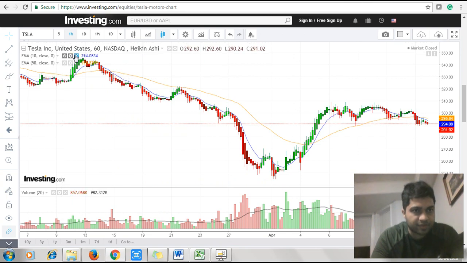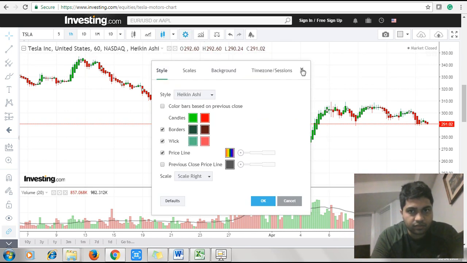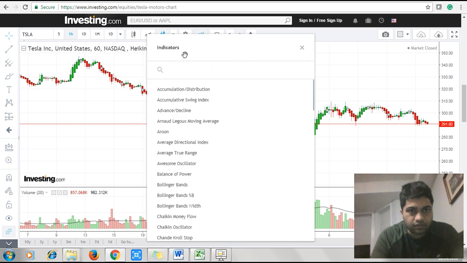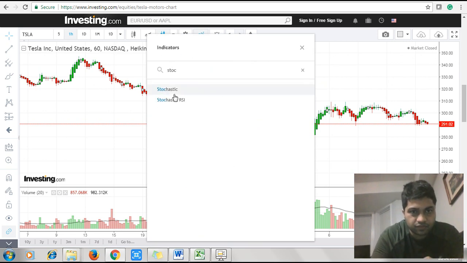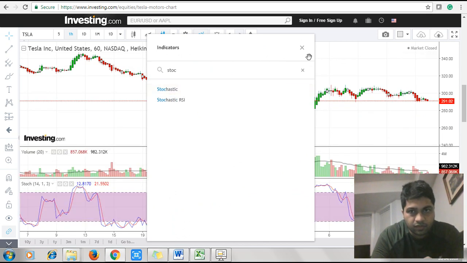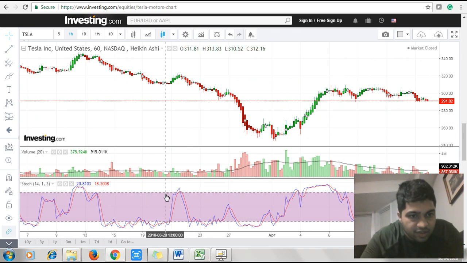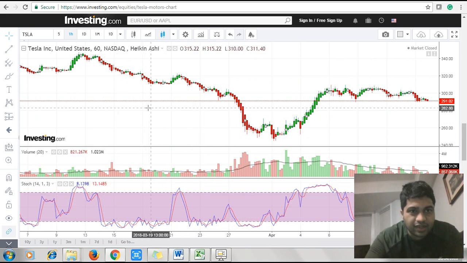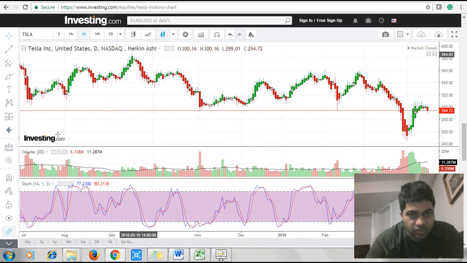I'm deleting this. This is the stock chart. I'm adding an indicator called stochastics. I'm closing it. So this is a stochastic chart, a stochastic indicator. Now this indicator generally is not okay. I'm looking at a 1 day chart, so it is a little smoothened out.